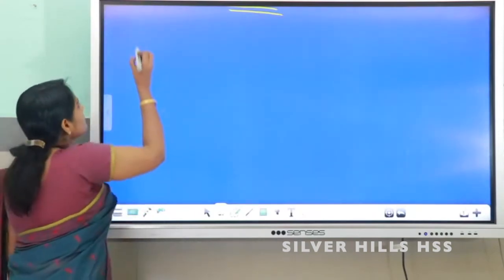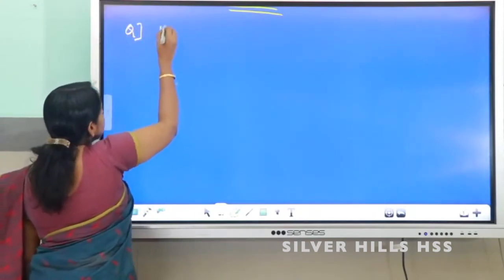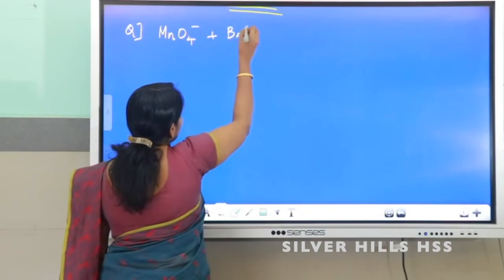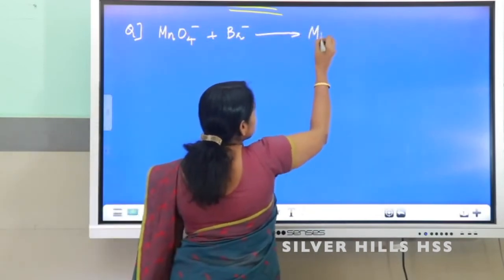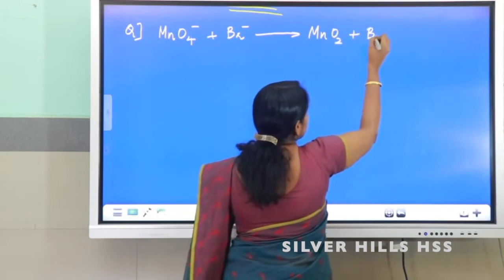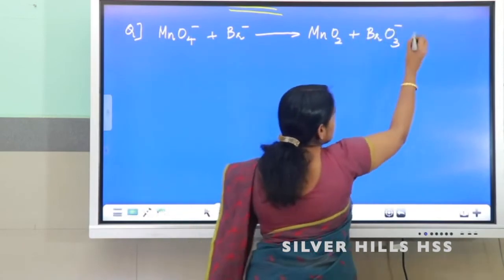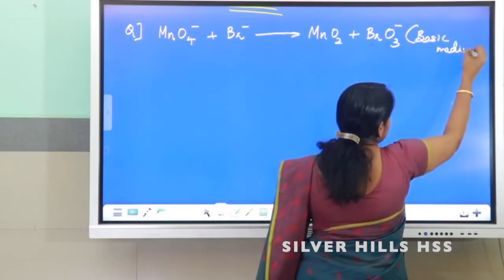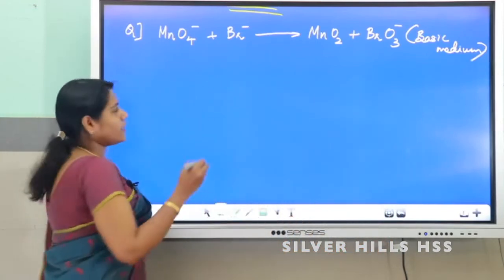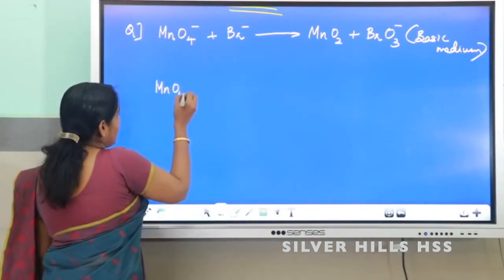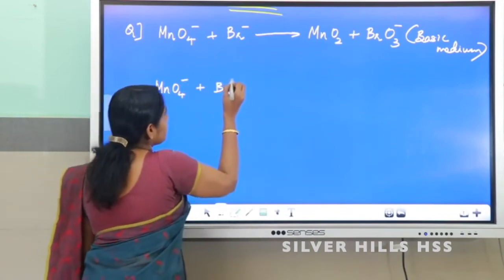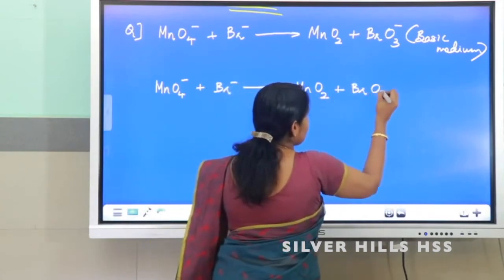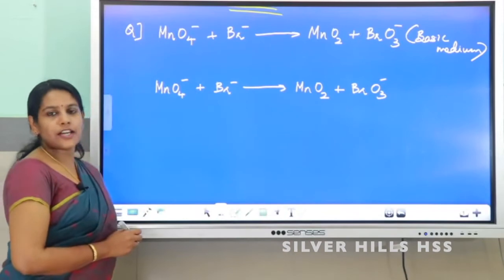Next question. MnO4- plus Br- gives, and this reaction is in basic medium. Write the skeletal equation, that is MnO4- plus Br- gives MnO2 plus BrO3-. Calculate the oxidation state of each atom.